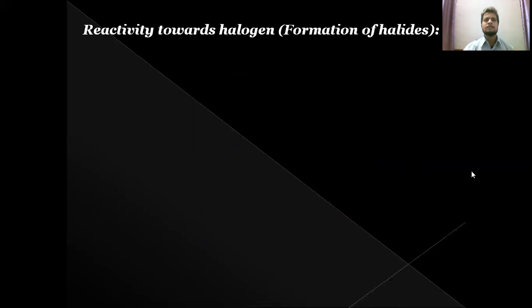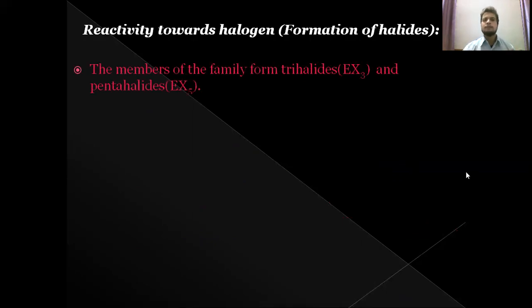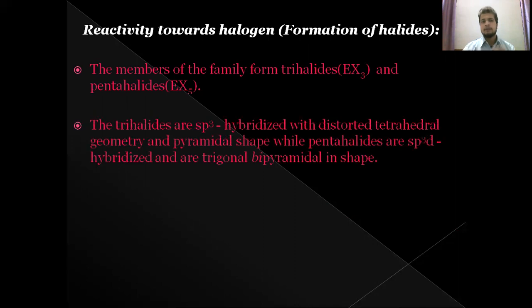Coming to the next, reactivity towards halogen, or formation of halides. The members of this particular family form 2 kinds of halides. If they react with halogen, either they form EX3, where E stands for the family and X stands for the particular halide, or EX5, like phosphorus forms PCl3, PCl5. If it forms the trihalide EX3, then it will be sp3 hybridized and it will be pyramidal in shape. Remember that.